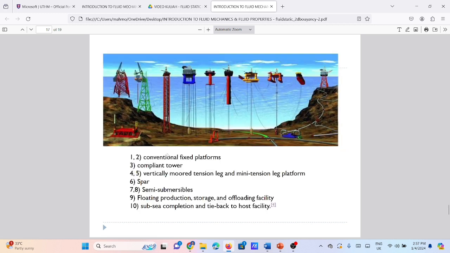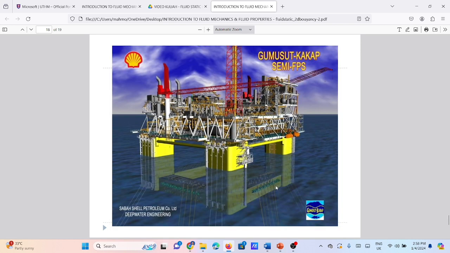And then this is a sample of the concepts used in real situations. Number one and number two are conventional fixed platforms. Number three is a compliant tower. Number five is the vertical moored tension leg and mini tension leg platform. Number six is a spar. Numbers seven and eight are semi-submersibles. Number nine is the floating production storage and offloading facilities. And lastly, number 10 is the subsea completion and tie-back to a host facility.